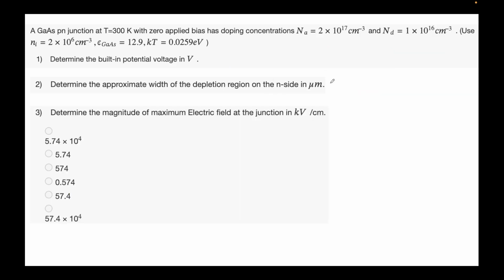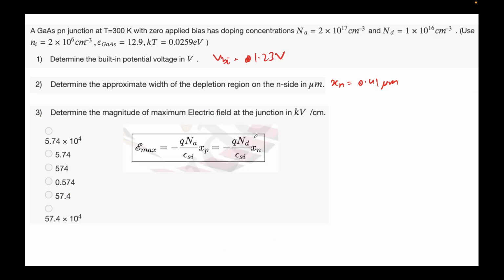All right, so we saw that Xn was 0.41 microns and V built-in was 1.23 volts. Now we are required to find the maximum electric field, and we know the maximum electric field occurs at the metallurgical junction. This is the expression. So we know Nd, we know Xn. Okay, this is gallium arsenide, so just please change that. And the magnitude, so we just forget about the sign here. Let's just write the expression.